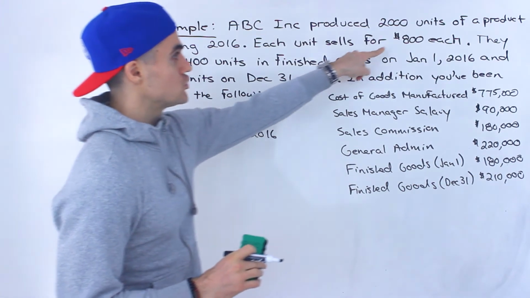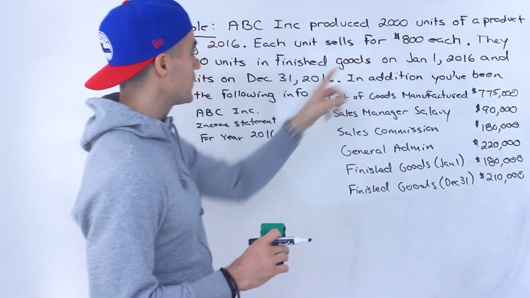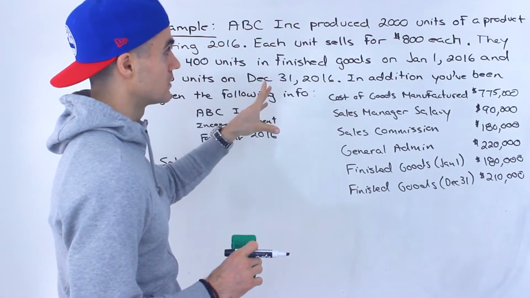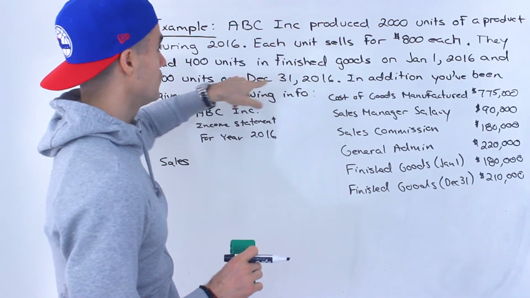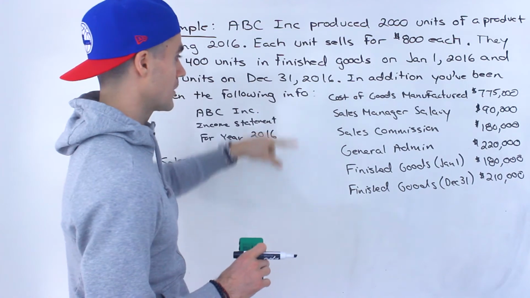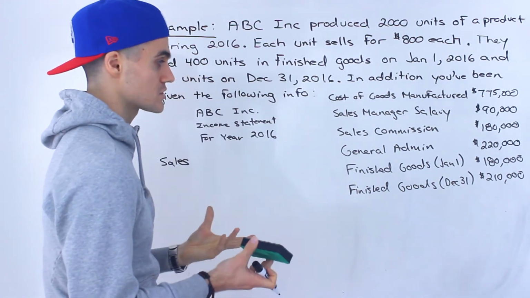We're told that each unit sells for $800, which is nice, but we actually aren't given the number of units sold. We're given the number of units produced, and then we're given the number of units in finished goods at the beginning and end of the period, but we're not given the number of units sold. So we're actually going to have to calculate that first.